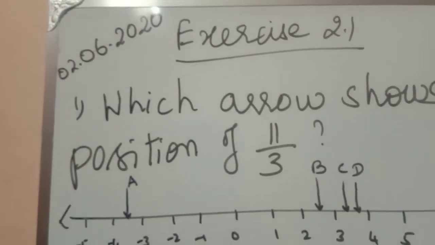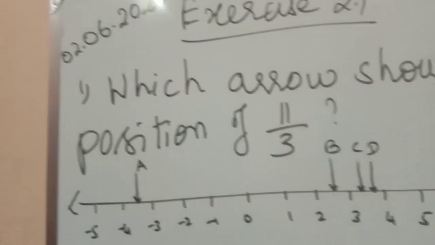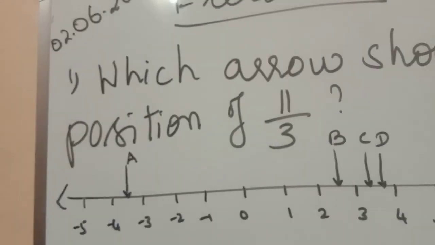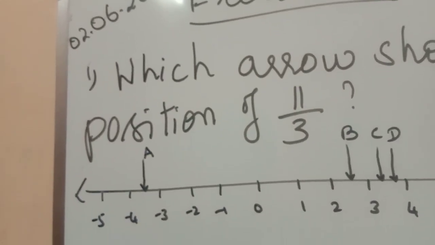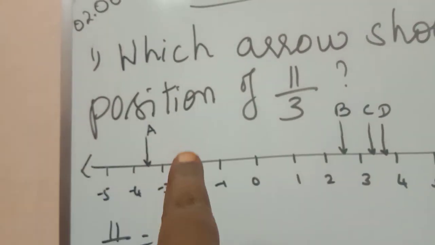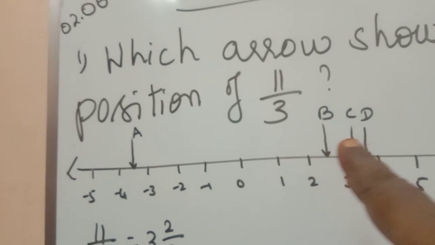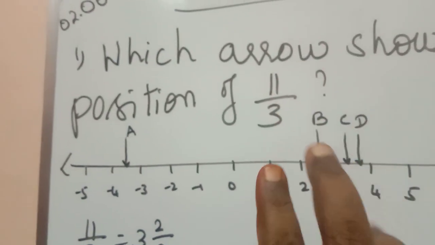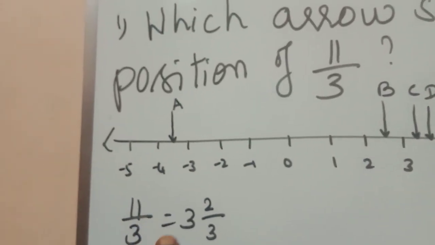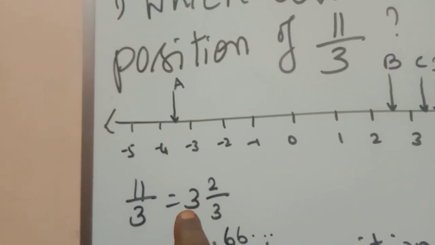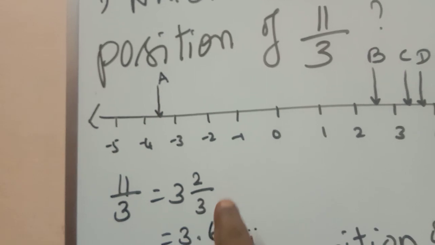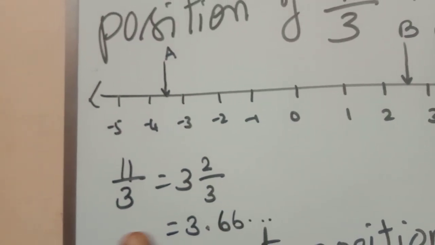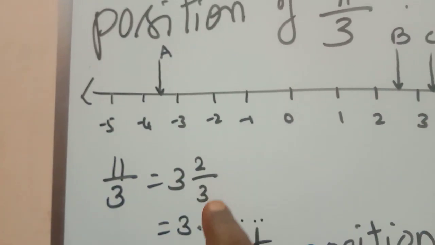Next, exercise 2.1. Which arrow shows the position of 11 by 3? So 4 arrow marks are there: A, B, C, D. Which represents 11 by 3? First find the value of 11 by 3. It is equal to 3 3s are 9, remaining 2. So we can write 11 by 3 as 3 and 2 by 3.